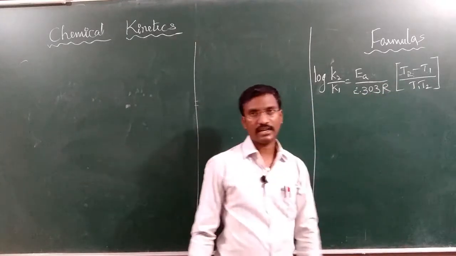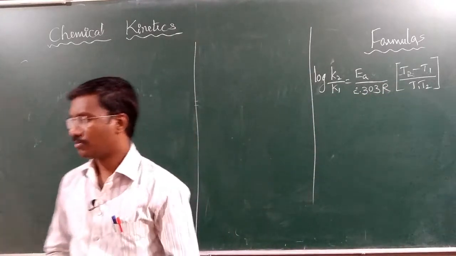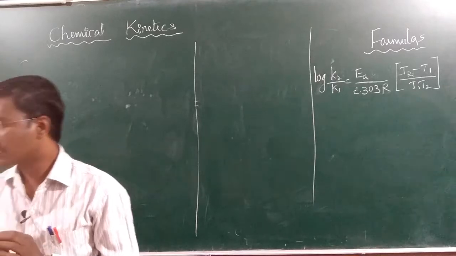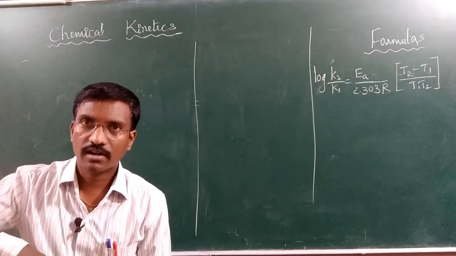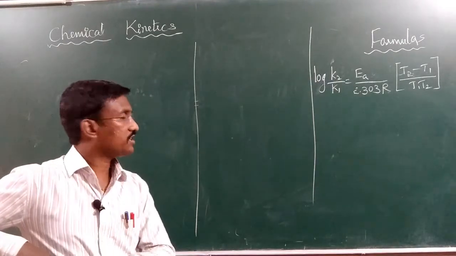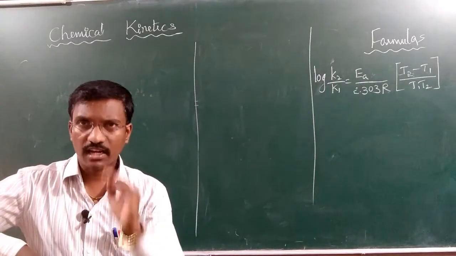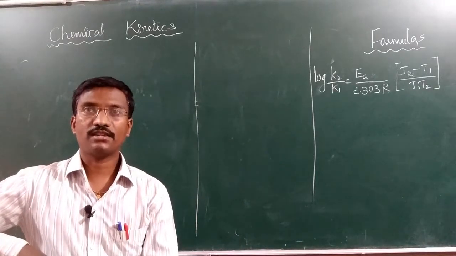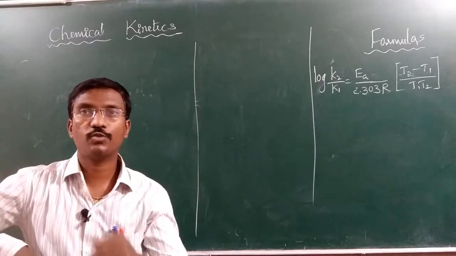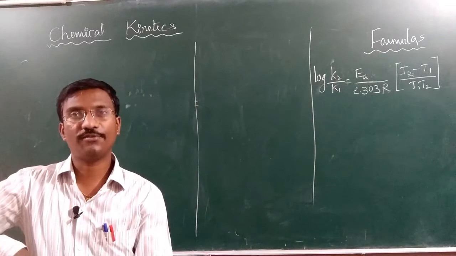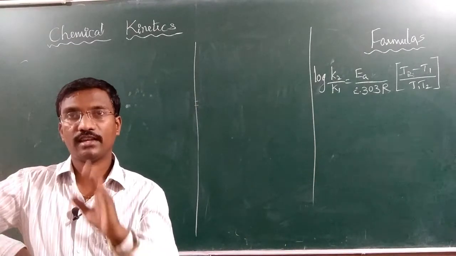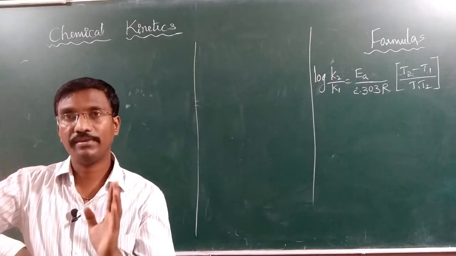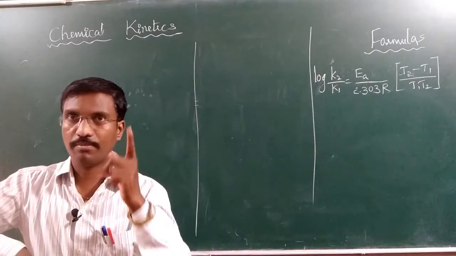R is the gas constant. Sometimes they will give the R value; if they do not, it is understood. As I explained in the theoretical part, the value is 8.314, and in second PUC you are going to get some other gas constant. It is simply a gas constant, and the universal gas constant value is different somewhere. But particularly in chemical kinetics, the R value will be 8.314. You should keep this in your mind.